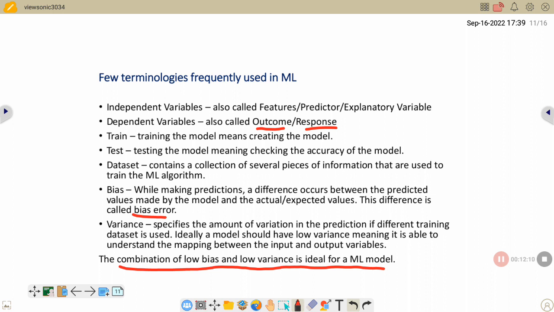We will see how to overcome that in the next session. But as of now, just remember, we always want low bias and low variance, which is ideal for an ML model.